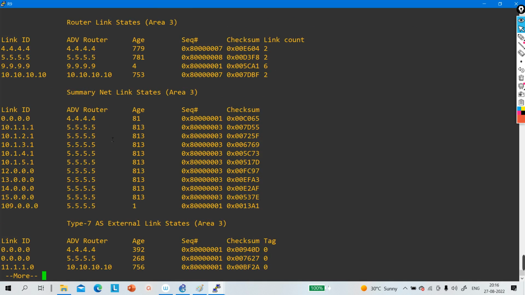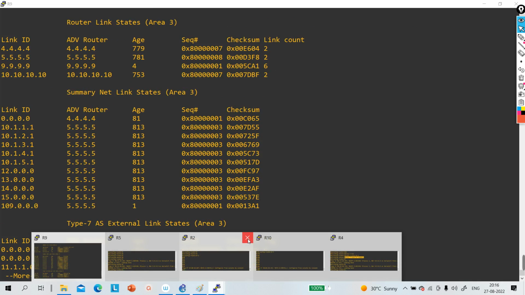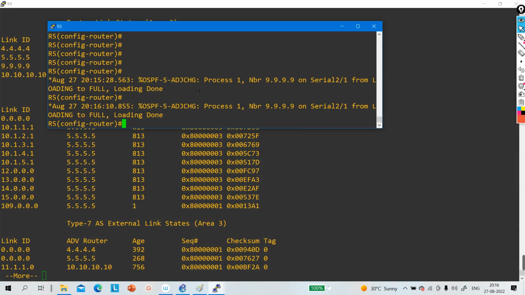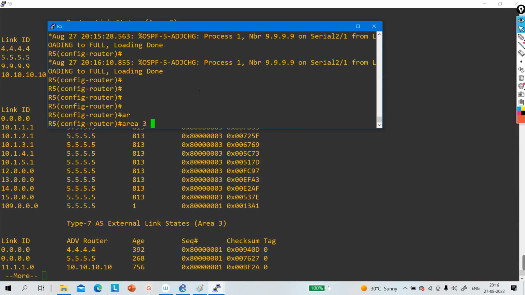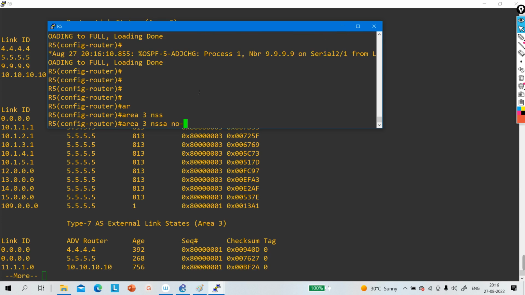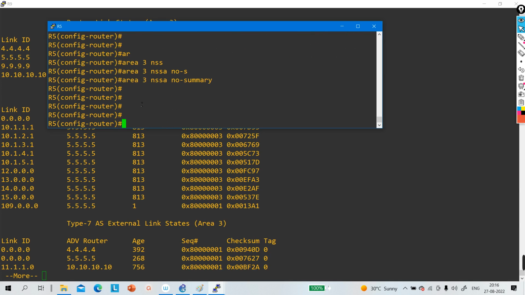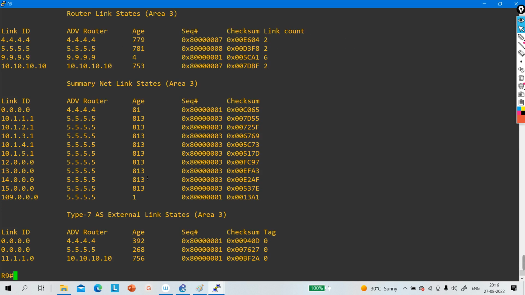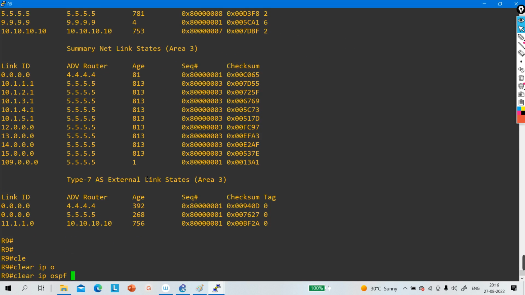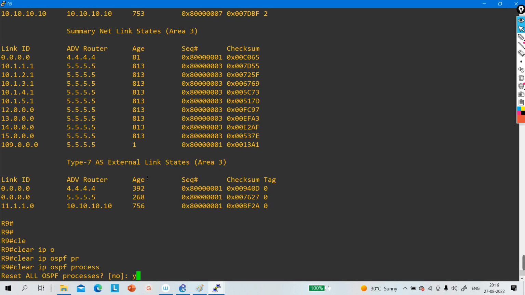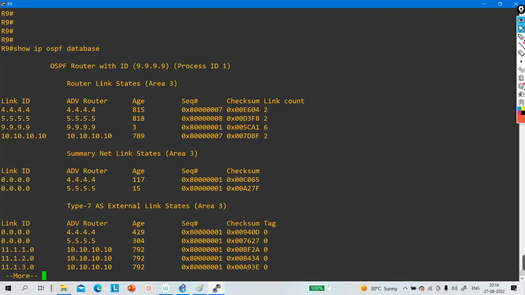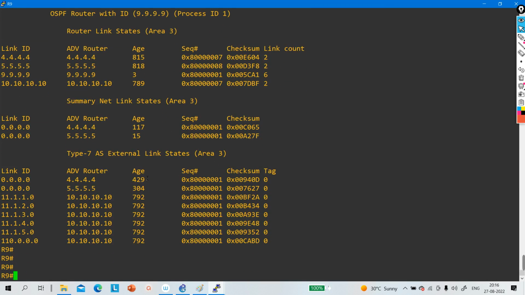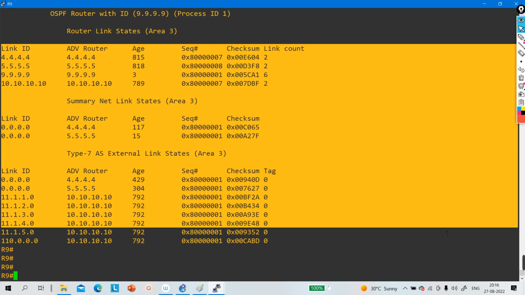Okay, so router 5 is generating LSA 3. Let me check the configuration of router 5 again. Let me run area 3 NSSA and no summary. Clear IP OSPF process, say yes. So, IP OSPF database. Now you can see the size of the database is reduced, right?